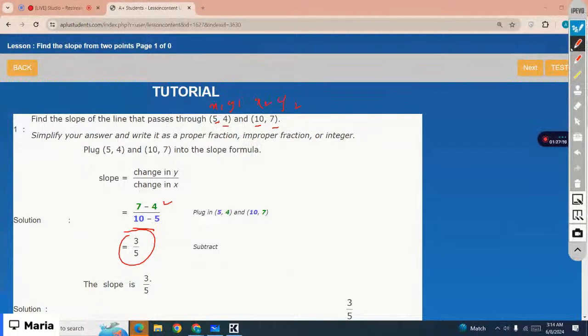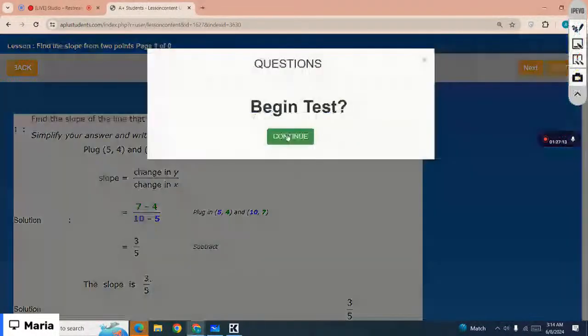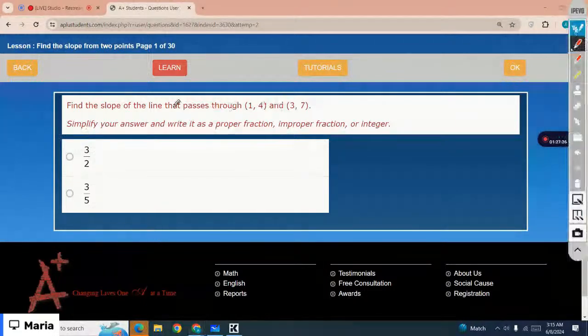Okay, let's just start with the test questions. Find the slope of the line that passes through 1, 4 and 3, 7, right? You are given two of the points. You need to calculate the slope. So that is 1, 4, 3, 7. This is x1, y1.